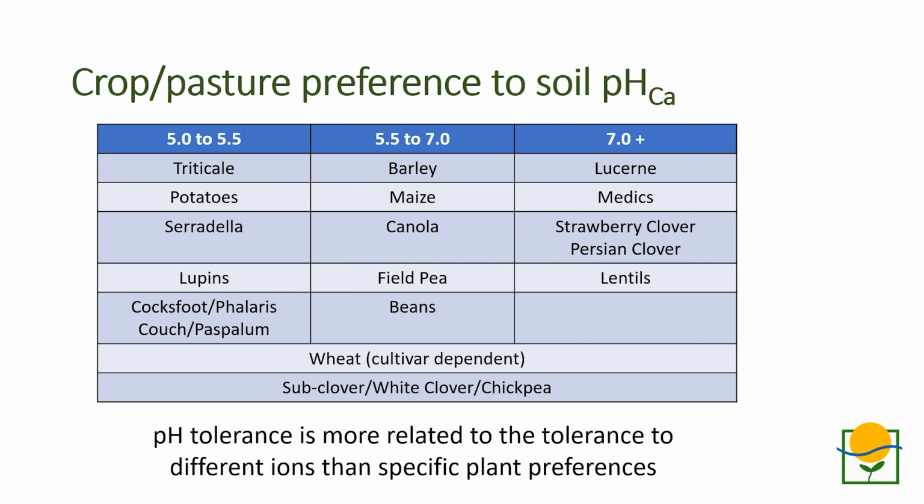In the mid-range between 5.5 and 7, most crops and pastures will grow adequately, but when the pH gets below 5 or so, particular species or specifically bred cultivars might be needed. The preference of plants to particular pH levels is more related to their tolerance of specific ions that are present at different pH values than particular preferences for the inherent soil acidity.